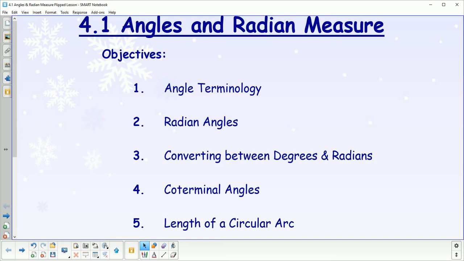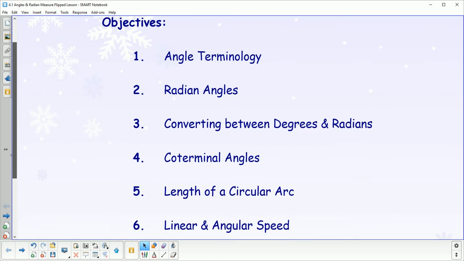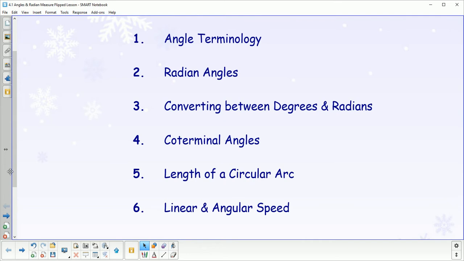So the first section on chapter 4.1 is going to be about angles and radian measure. Again, most of this you guys will have seen before. It's just going to be a quick recap of stuff you've done before, just so that we can make sure we're all speaking the same language.